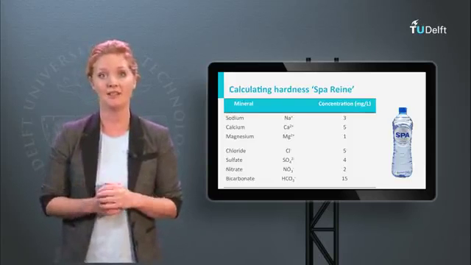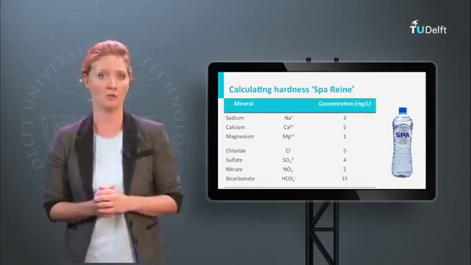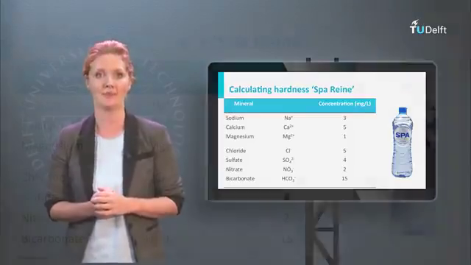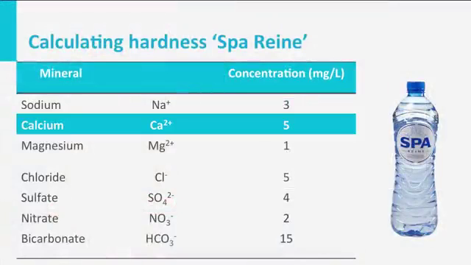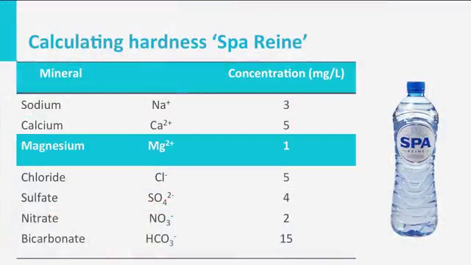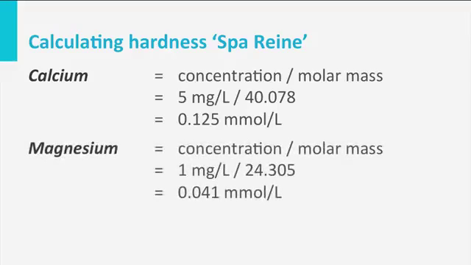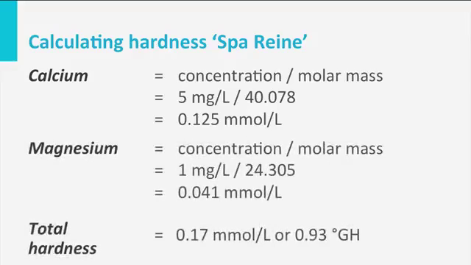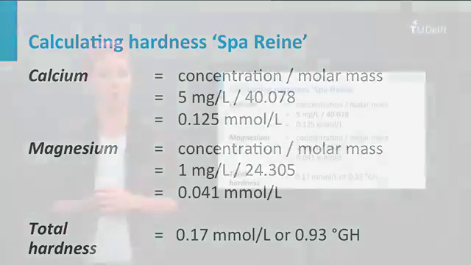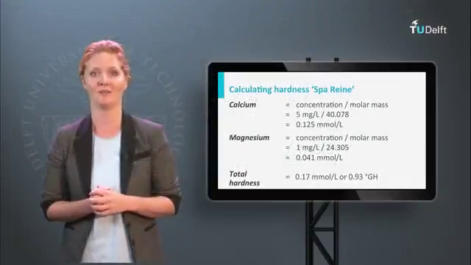The last exercise of this lecture is to calculate the hardness of mineral water, as depicted in the table. Take the calcium concentration and magnesium concentration and calculate the concentration in millimoles per liter. For calcium, this equals 0.125 millimoles per liter, and for magnesium 0.041 millimoles per liter. In total, this amounts to a hardness of 0.17 millimoles per liter, or 0.93 degrees German hardness.